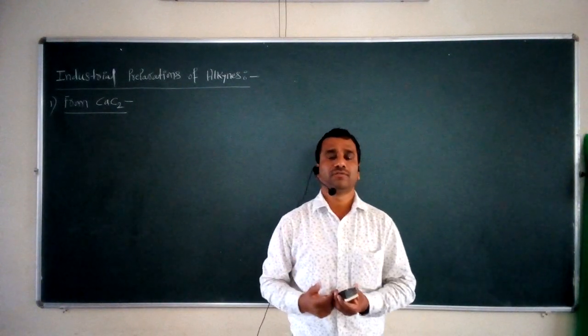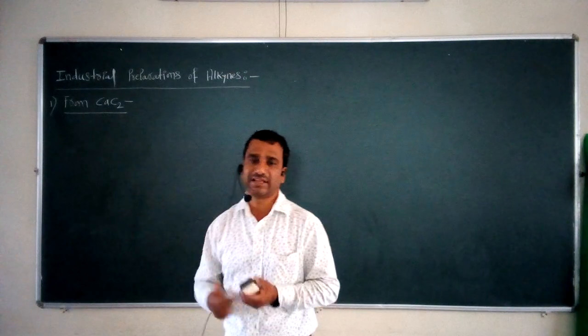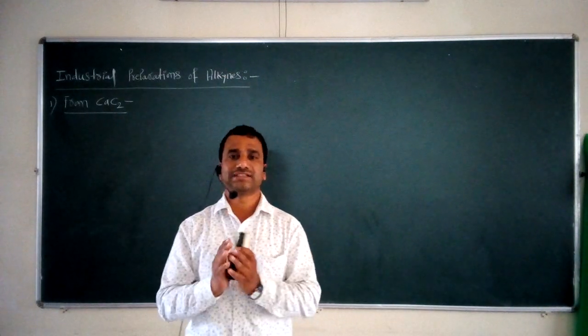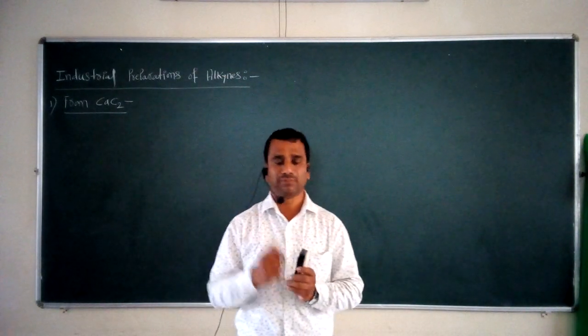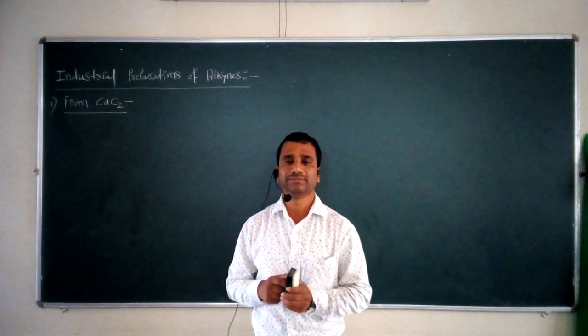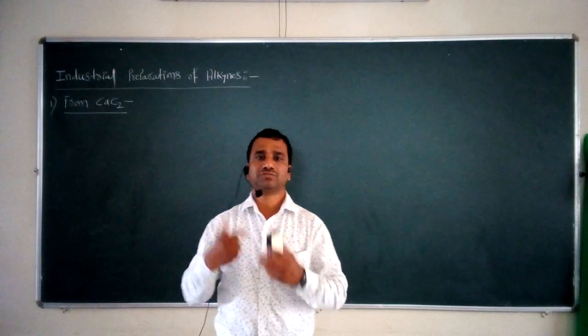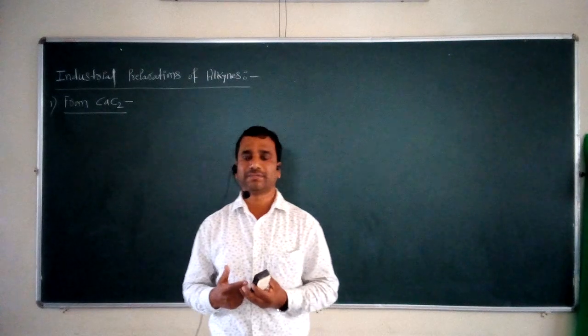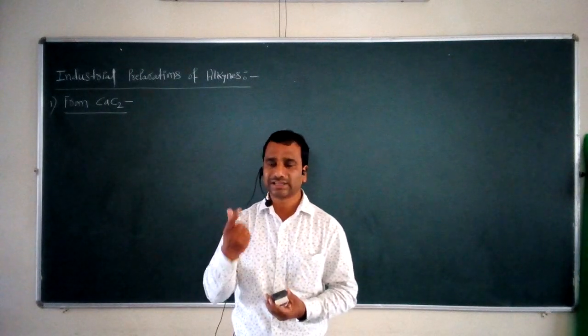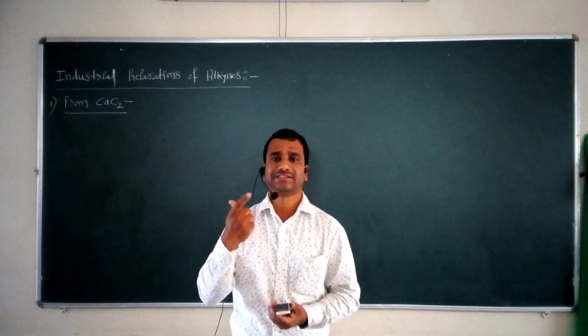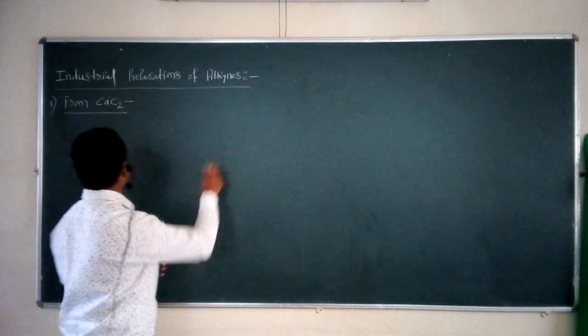Now, how to form these alkynes from this calcium carbide? This calcium carbide can be reacted with a water molecule. After the reaction of this calcium carbide with the water, it forms one alkyne, and that alkyne is called acetylene. So, it is a very simple reaction.